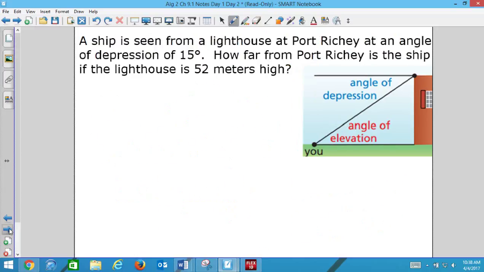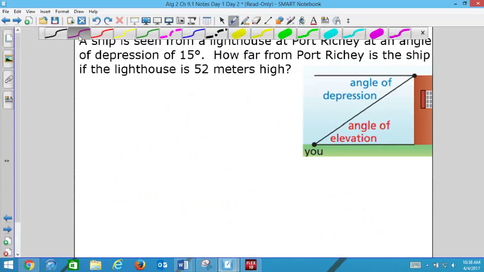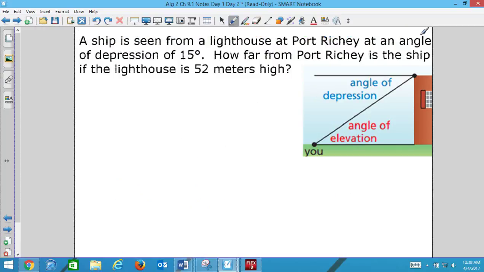All right, last one. So we're drawing a picture. I'm going to stop talking after I read it to you because I want to see if you know how to draw the picture. You're going to have to figure it out on your own. So we have a ship that is seen from a lighthouse at Port Richey at an angle of depression of 15 degrees. How far from Port Richey is the ship if the lighthouse is 52 meters high? You start drawing something. If you don't know what the triangle looks like, start drawing the situation.